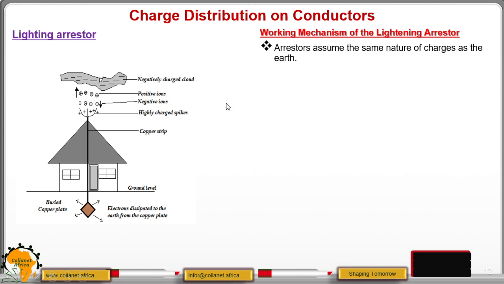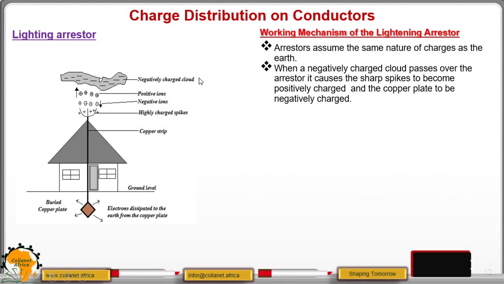And now, how do these arresters work? First of all, we have seen that arresters assume the same nature of charges as the earth. That one we have noted. And the earth is being charged through induction by these clouds. So when a negatively charged cloud passes over the arrester, it causes the sharp spikes to become positively charged and the copper plate to be negatively charged.